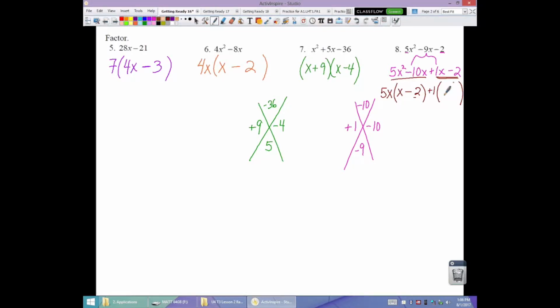So 1 times what is x minus 2? Well, 1 times x minus 2. Our parentheses now match like we're expecting. So our factors are x minus 2 and 5x plus 1.